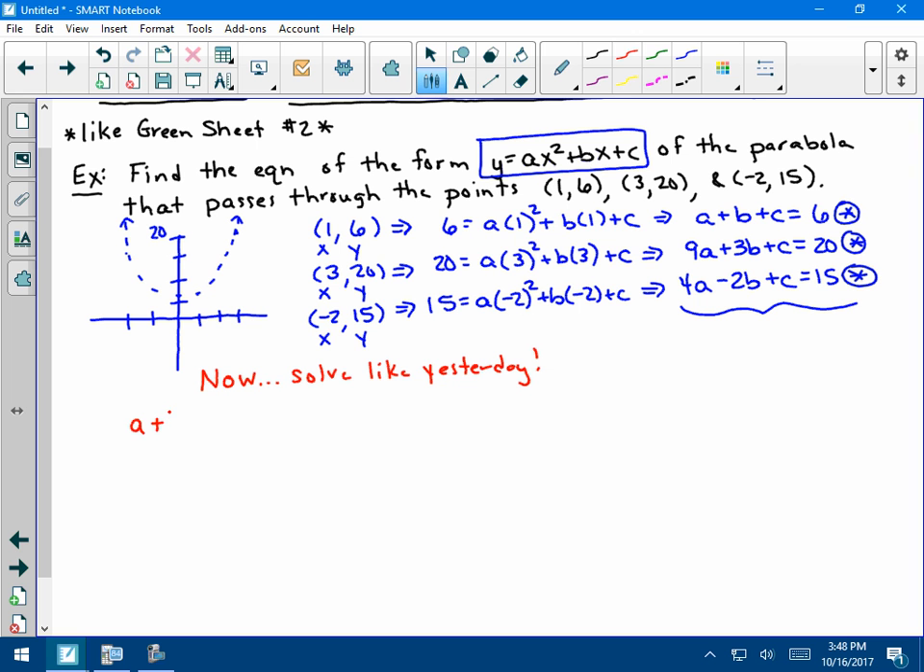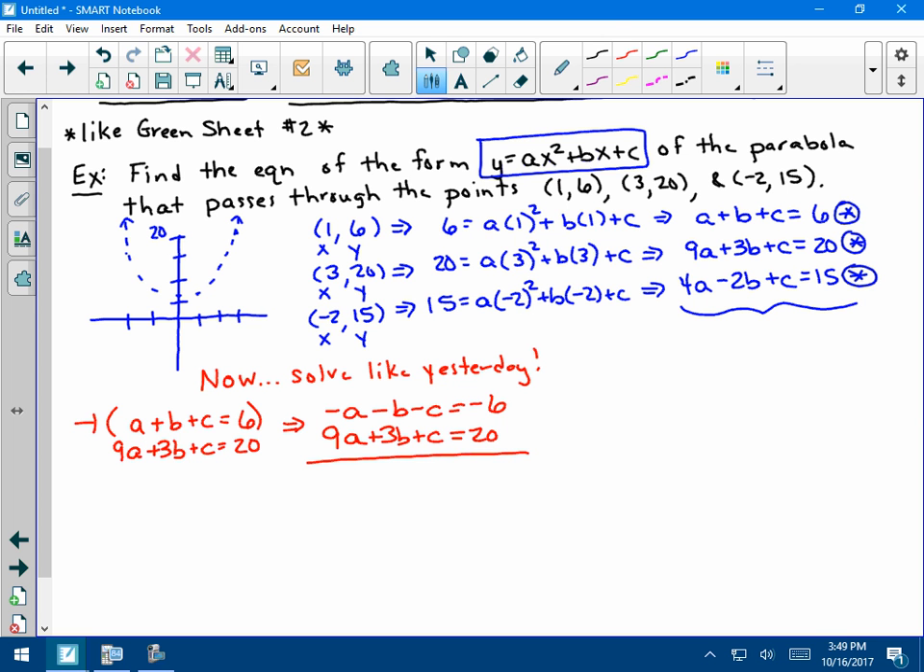We'll do a plus b plus c equals 6 and 9a plus 3b plus c equals 20. What variable do you think you'd want to eliminate? I'd go with c, because we only need to make one of them negative. So multiply this top equation by -1. Gives us negative a minus b minus c equals -6, and 9a plus 3b plus c equals 20. The c's cancel out. We would have 8a plus 2b equals 14. There's one equation.